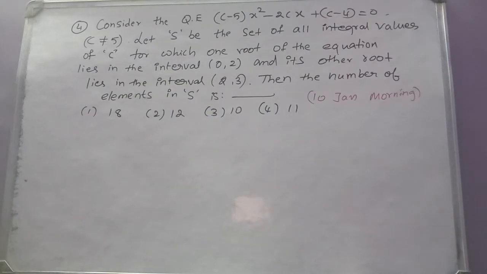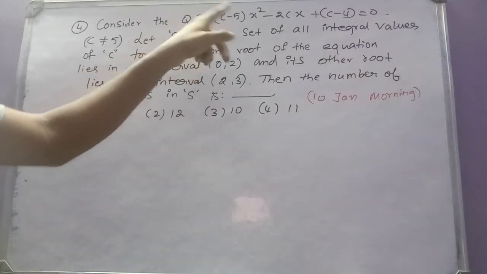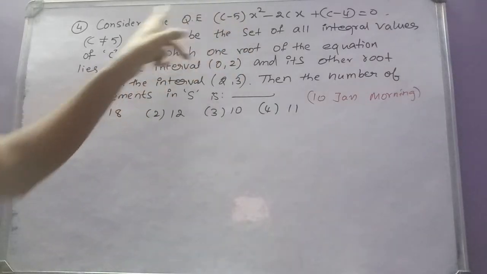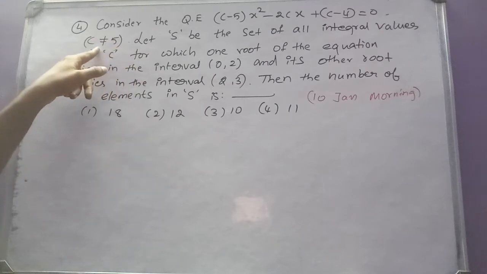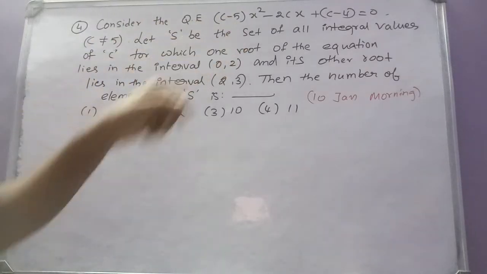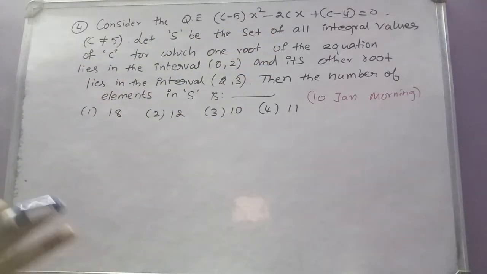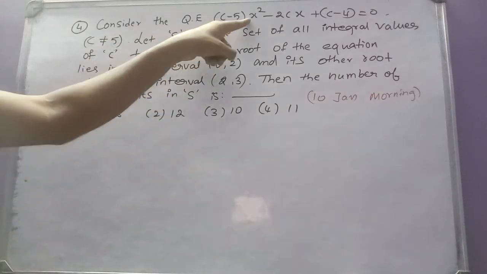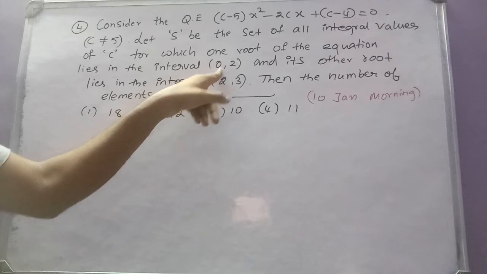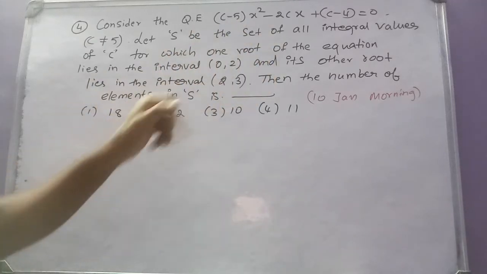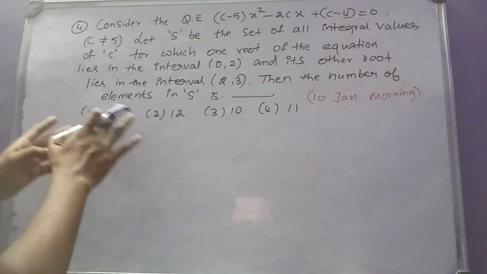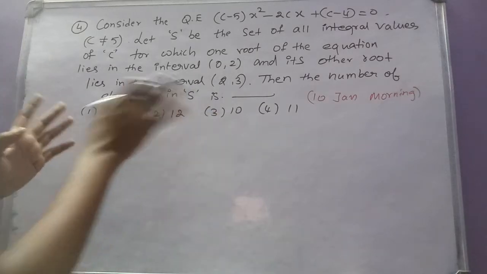Here is our next question. Consider the quadratic equation. QE means quadratic equation. This is the quadratic equation where C is not equal to 5. This is making sure that coefficient of x square is not 0. Let S be the set of all integral values of C for which one root of this equation lies in the interval (0, 2) and its other root lies in the interval (2, 3). Then the number of elements in S is.